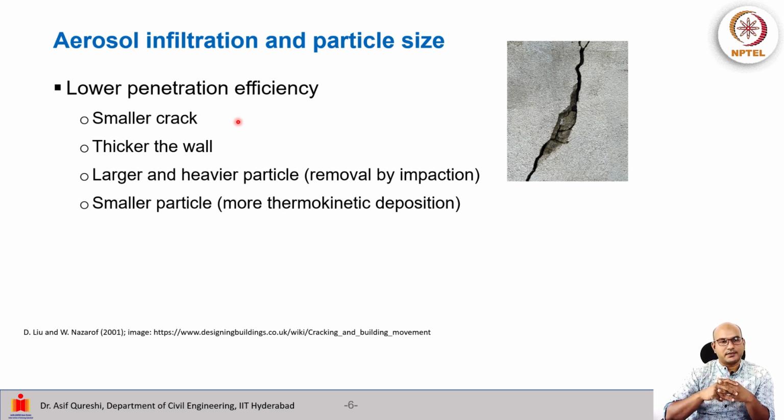That makes sense. If the wall is thicker, the particle has more chance to deposit on the inside wall within the crack itself, so it is not going through, it attaches and does not reach inside. Also, maybe the crack does not run through the wall completely from outside to inside. Then the large and heavier particles will be removed by impaction, because the particle will collide with the surface, lose its energy and deposit within the crack path.